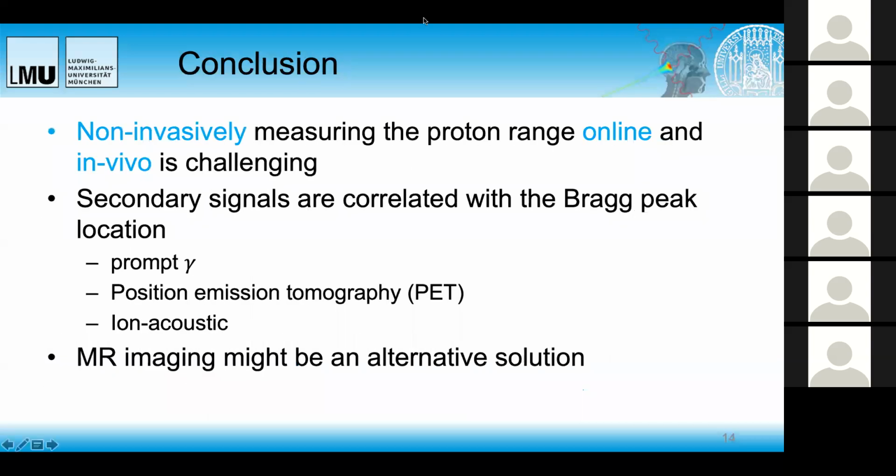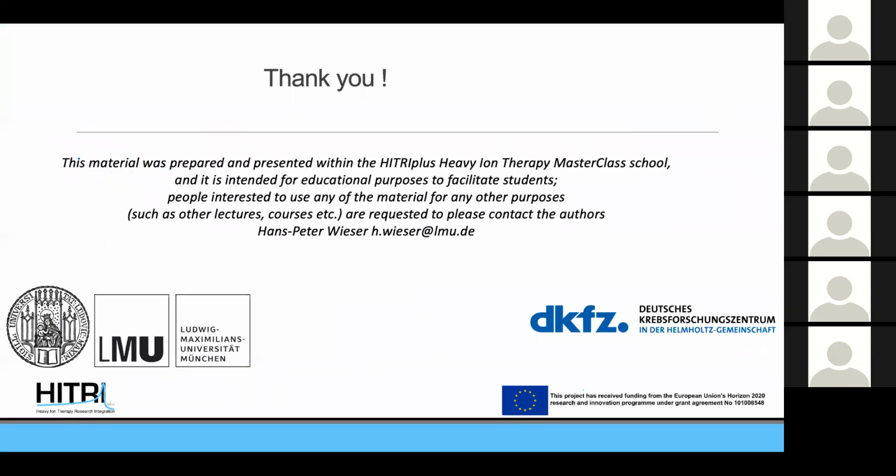Exactly. So my conclusion. Non-invasively measuring the proton range online and in vivo is challenging. And the secondary signals can be correlated with the Bragg peak location, but this is not straightforward and not a trivial task. But the secondary signals are basically given by the prompt gammas, the positron emission tomography signal, or acoustic signal. And maybe also, who knows, MR imaging might be an alternative solution. And with that, I now reach the end of my talk.